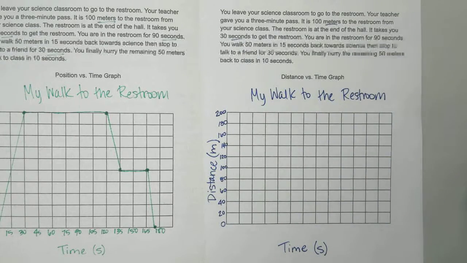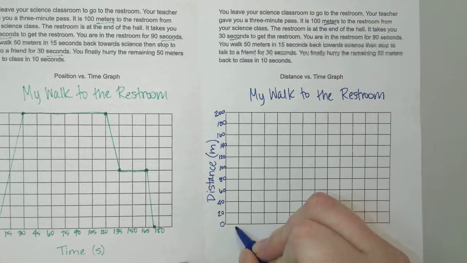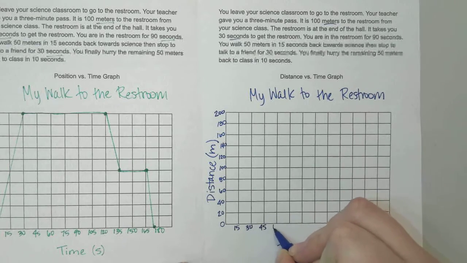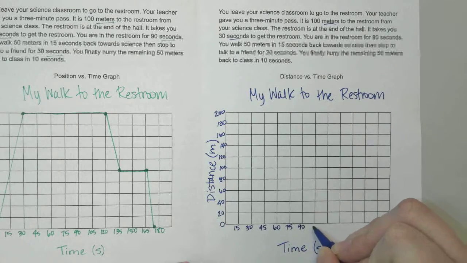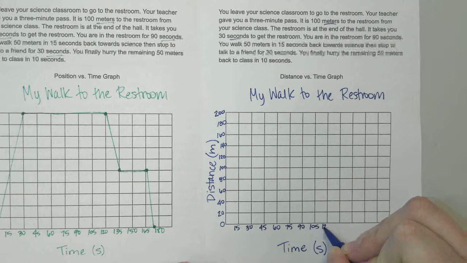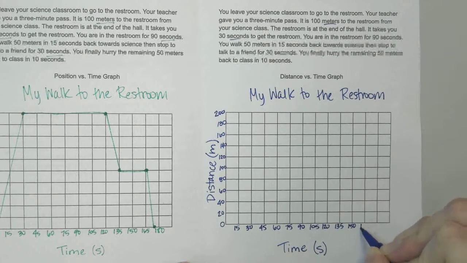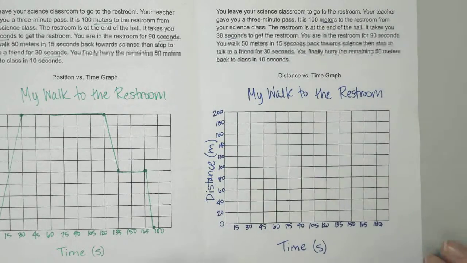The time, though, will be the same since we're still talking about that 3 minutes and we're still using the same time frame. So we can do that the same down here. We were counting by 15. 15, 30, 45, 60, 75, 90, 105, 120, 135, 150, 165, 180.